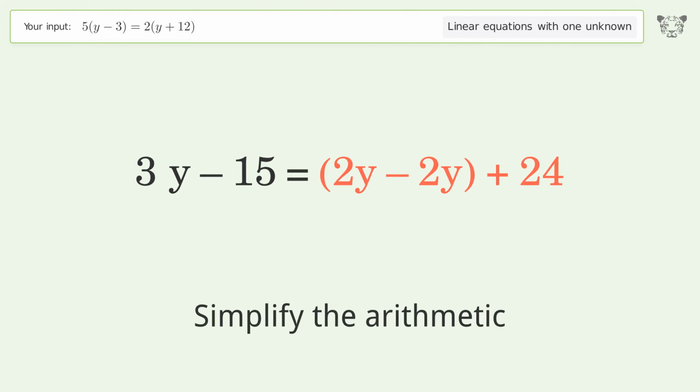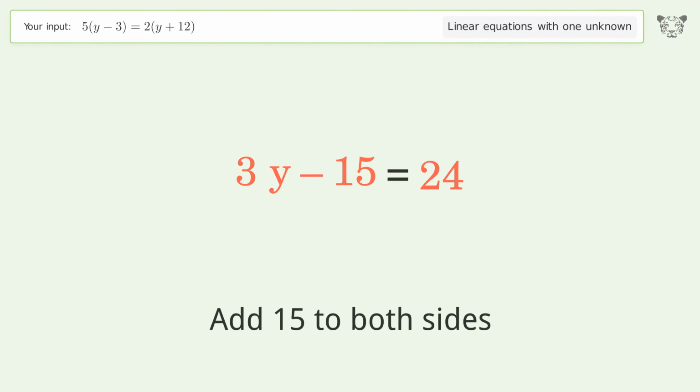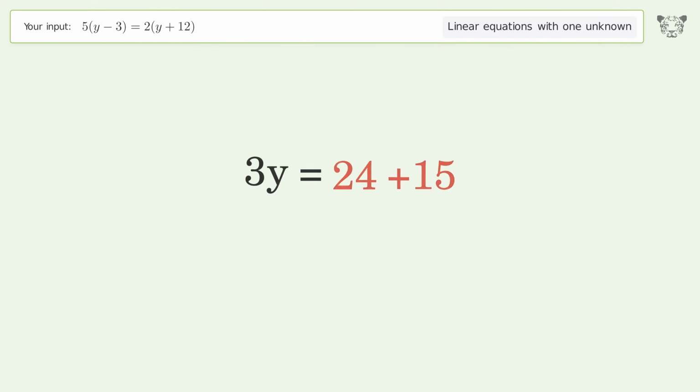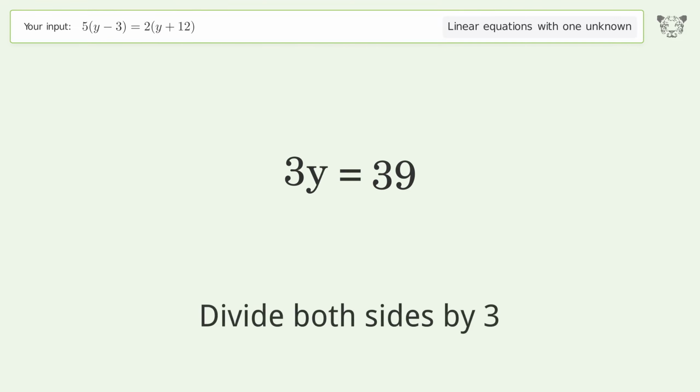Group all constants on the right side of the equation. Add 15 to both sides. Simplify the arithmetic. Isolate the y. Divide both sides by 3.